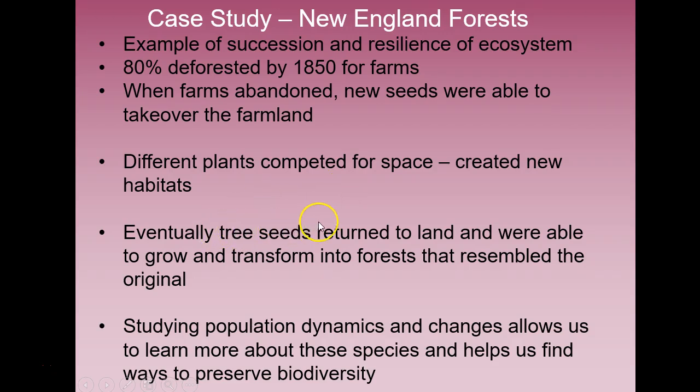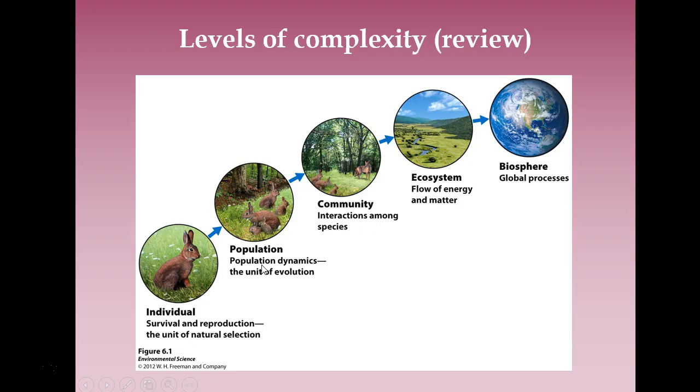Eventually, we started to see different plants making their way back. Smaller plants, grasses, goldenrods they mentioned specifically as a highly competitive plant species in this area, paved the way for larger plants and then eventually trees to make their way back, and tree seeds to eventually grow and reach maturity and almost resemble the original forest to a certain extent.